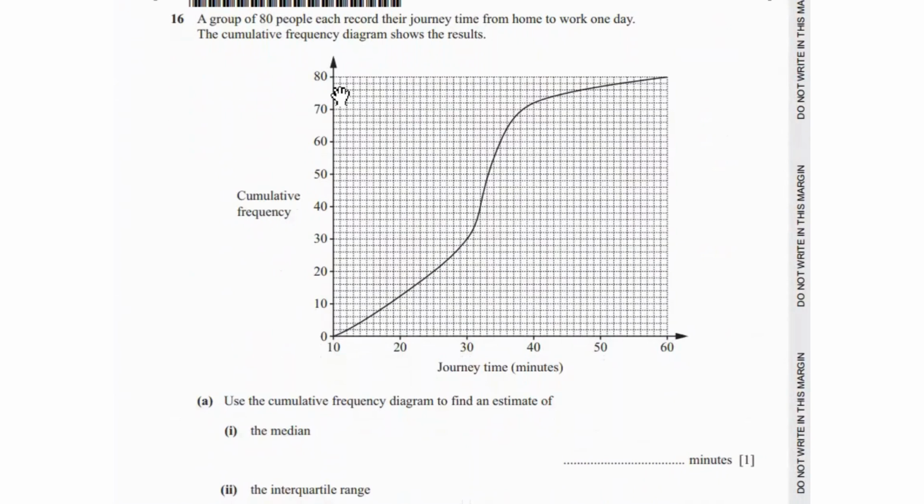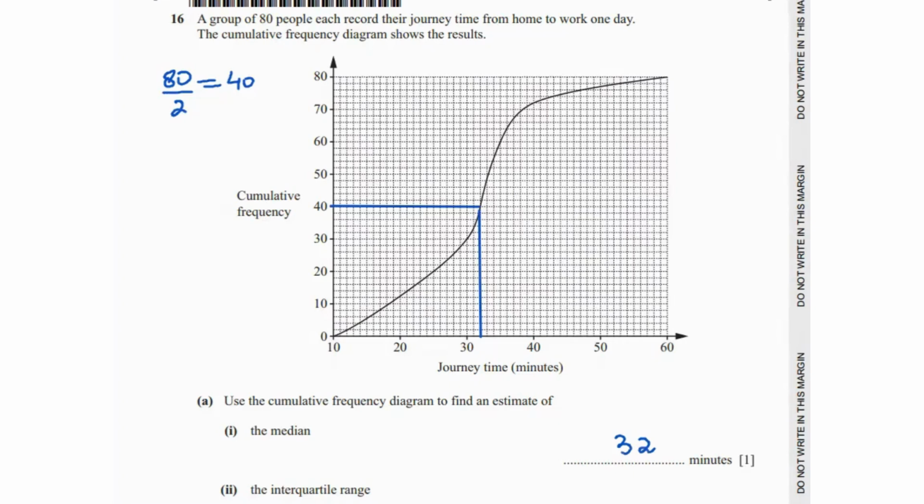Let's say a group of 80 people each record their journey time from home to work one day. The cumulative frequency diagram shows the results. Use the cumulative frequency diagram to find an estimate of the median. For the median, we divide the total frequency by 2, which is 40. Then we draw a line from 40 towards the graph and see what the corresponding value is on the x-axis. That comes out to be 32. So the median value is 32 minutes.